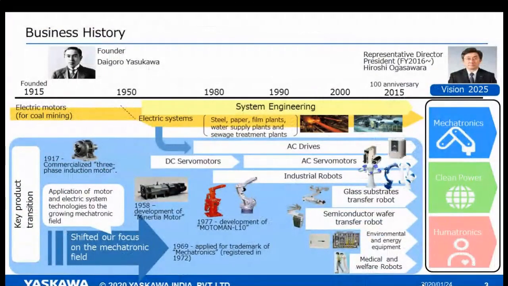Welcome from Yaskawa. Basically, Yaskawa is a Japanese company. We have a factory in Japan where we make industrial robots and servo motors, and we have a robotic manufacturing plant in Japan where the robots make robots. And Yaskawa is a more than 100 years old company. We started in 1915.